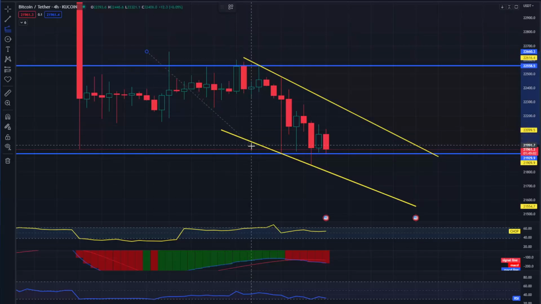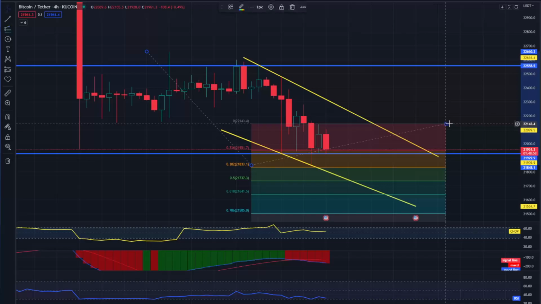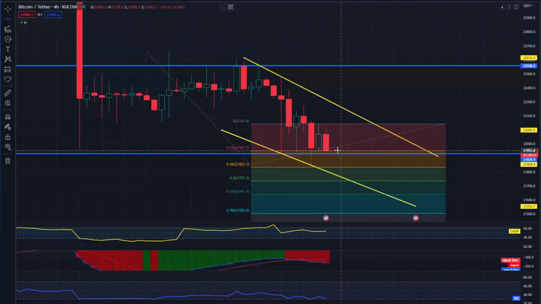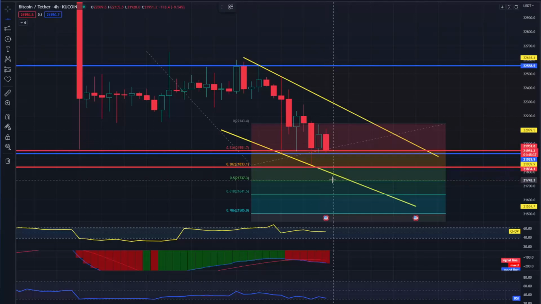Now we can move on to marking the places of support in the event of a correction. And here we have the first support at $21,951, the second support at $21,834, the third at $21,736.